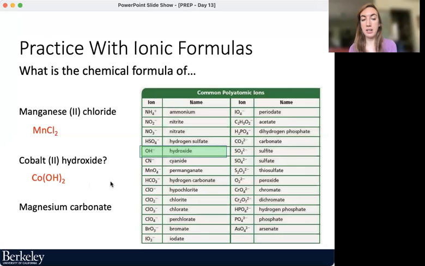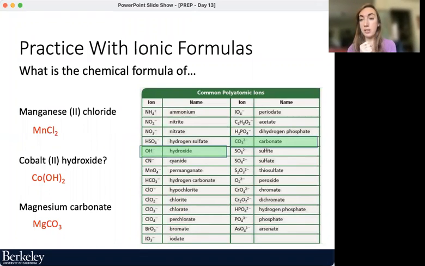And then the last one is magnesium carbonate. I know that magnesium is +2. I can find carbonate on my table. It's CO3 2-. And so if magnesium is +2 and carbonate is -2, I just stick them together. I only need 1 of each in order for their charges to cancel out. Okay, so we're going to move on from ionic compounds in a minute. So I'm going to pause if there are any questions.